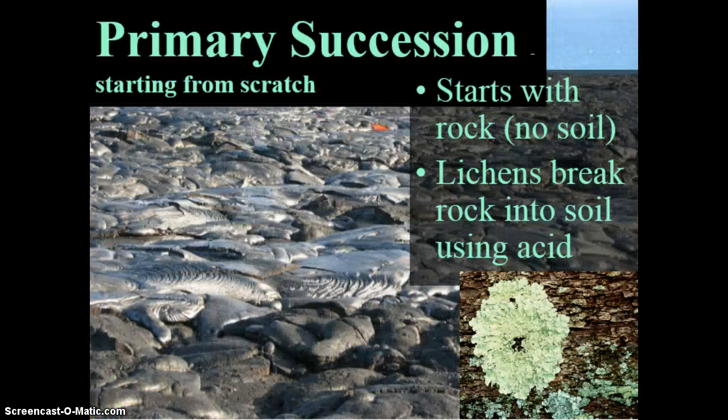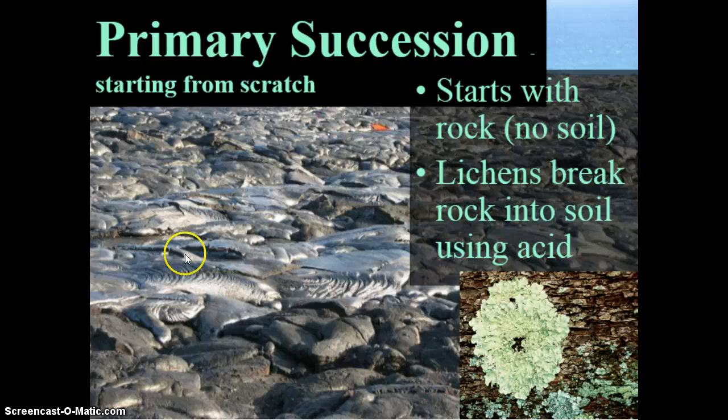So we have two different types of succession. We have primary and secondary. And basically the difference is in primary succession, you are starting from scratch. There is nothing there. And when I say nothing, I mean there's absolutely no soil. So you're starting with rock. There's no soil, so plants cannot grow in there at all.